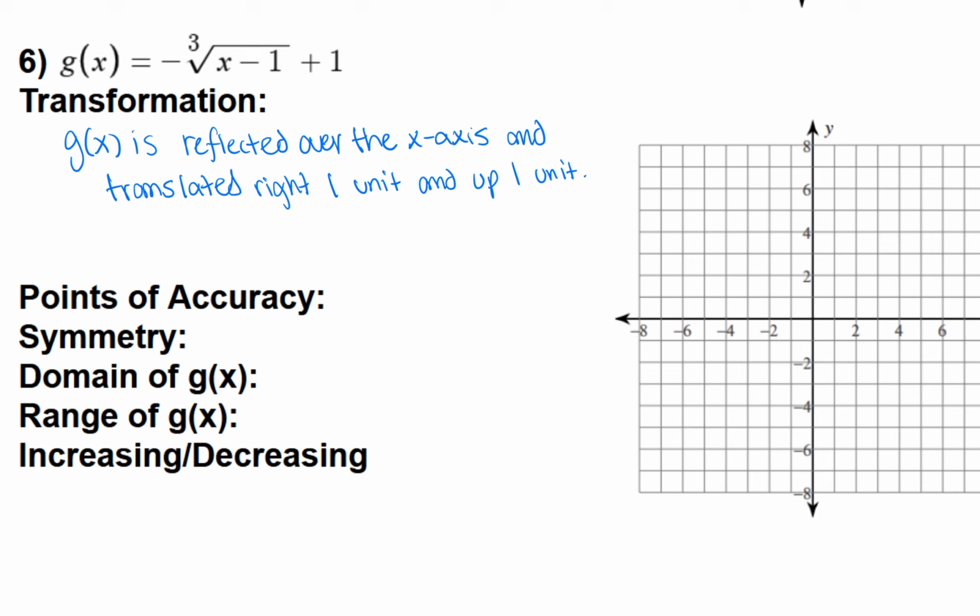For the points of accuracy, I have them located at -7, 3, at 0, 2, at 1, 1, and at 2, 0, in which the point 1, 1 will be the point of inflection. From there, let's go ahead and plot these points. At -7, 3 should be located right here. Oops, wrong spot.